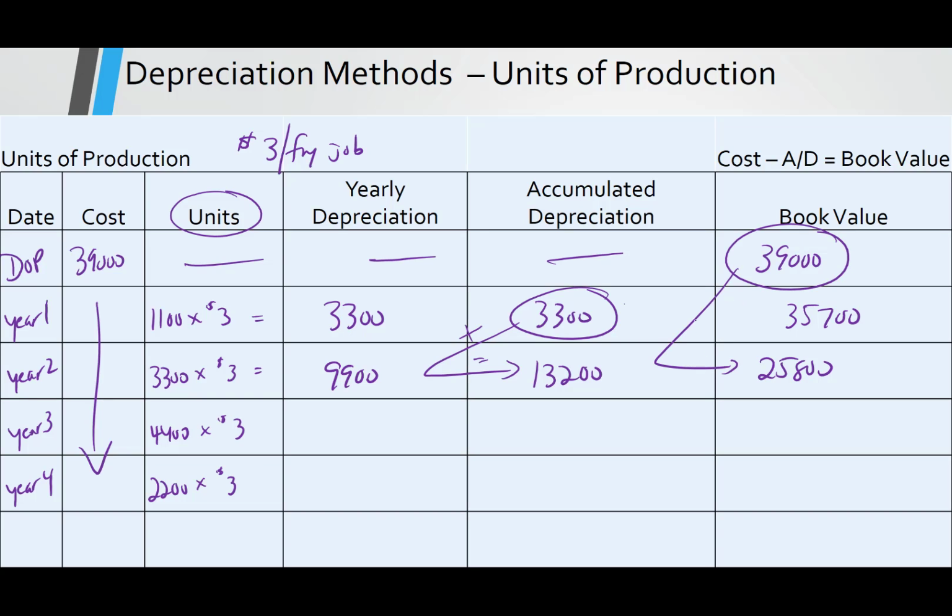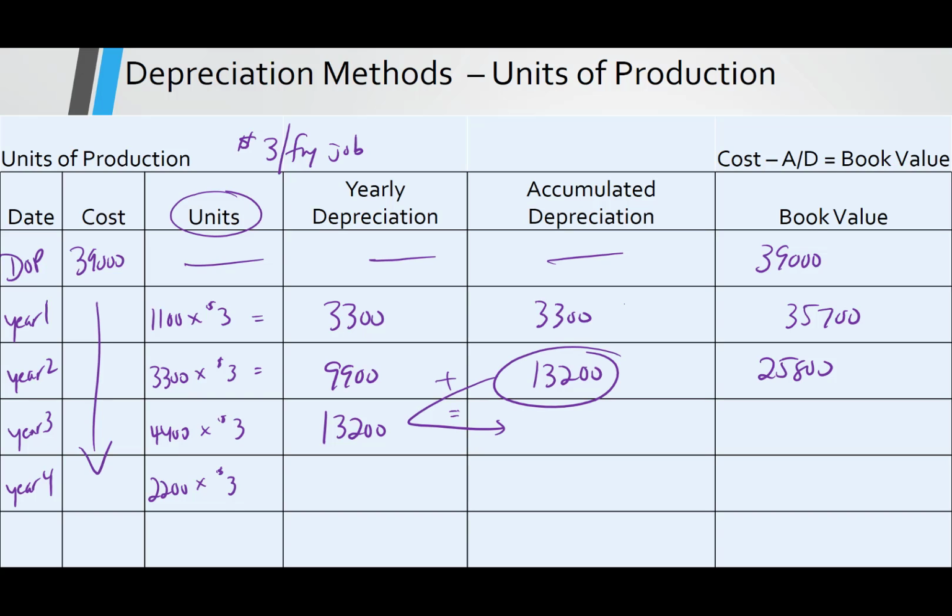Then, in year number 3, we take 4,400 times $3, and that comes out to be 13,200. All right, so let's go ahead and do our new totals for accumulated depreciation. We would take the previous year plus the current year, and that would be 26,400. And to get the book value, the 39,000 minus the 26,400 comes out to be 12,600.